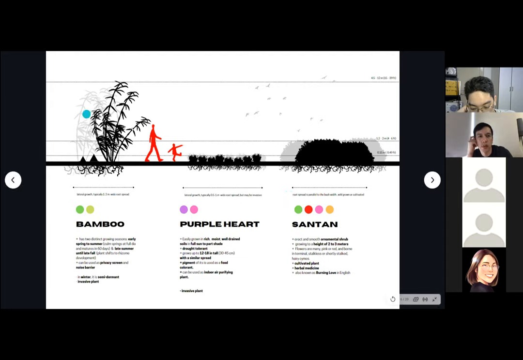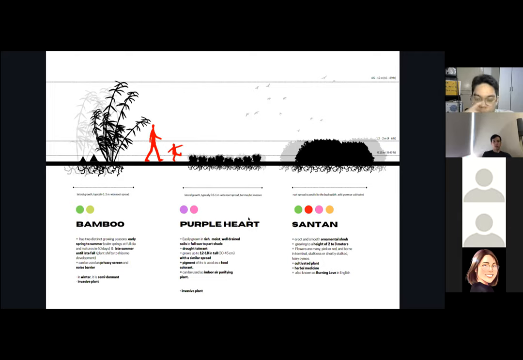For the bamboo, the wide root spread typically grows 1 to 2 meters. It's actually an invasive plant. We don't have winter in the Philippines, but it's semi-dormant. It has two distinct growing seasons, early spring to summer, and late summer until fall. One of its benefits is that it's used as a privacy screen and noise barrier, and it's present on the site in the factory part, right in front of my site.